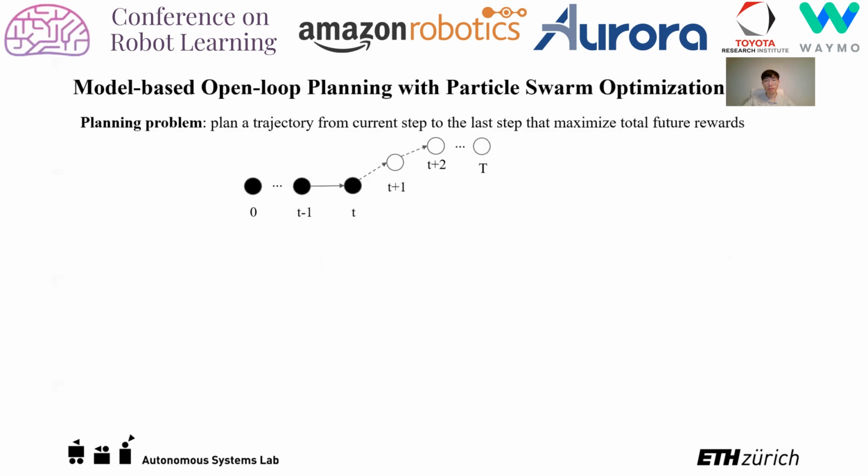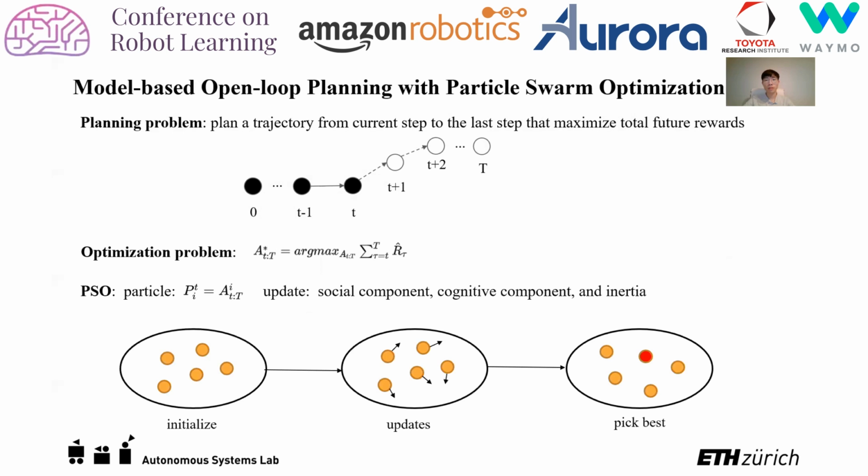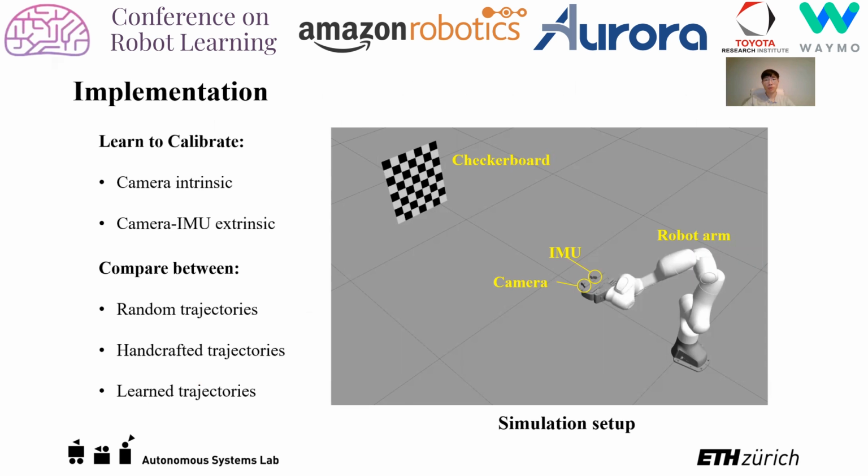The first step of MPC is to plan the trajectory from the current step to the last step, maximizing the total future rewards. In this optimization problem, the variables to optimize are future actions from the current time step to the end. The objective function is the total future reward predicted using the current learned dynamic and reward models. To solve the problem, here we apply particle swarm optimization, where each particle position represents a potential solution for future actions. We evaluate our method by performing experiments in a simulation platform based on Gazebo.